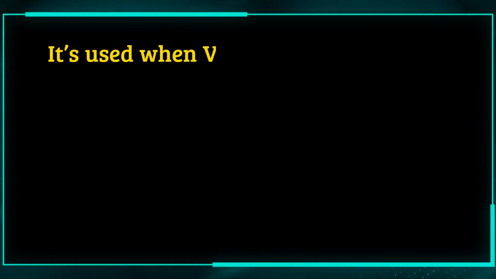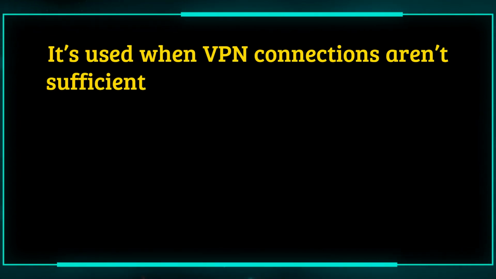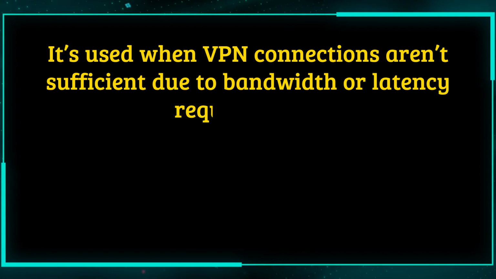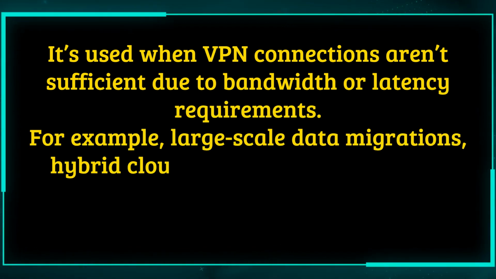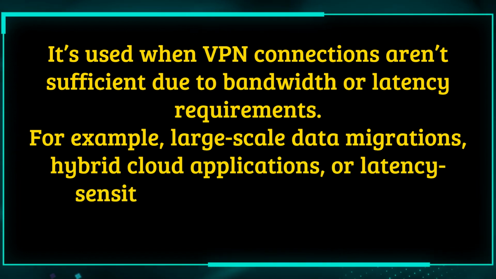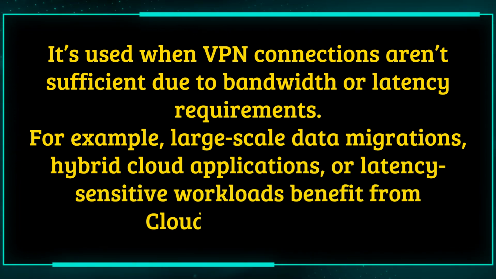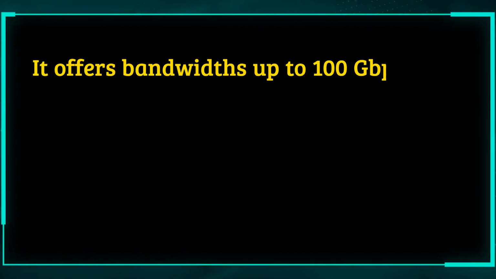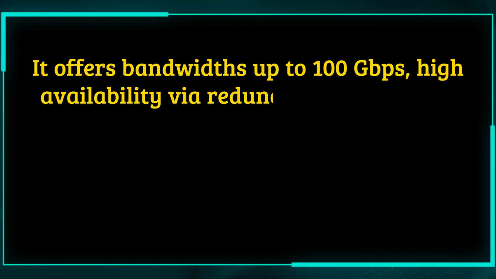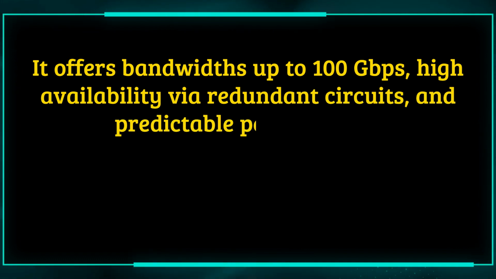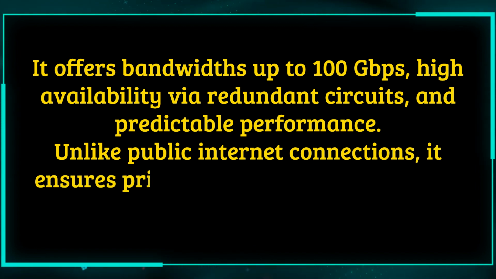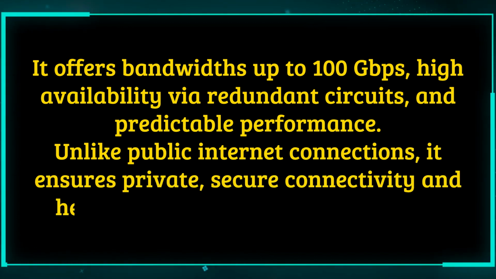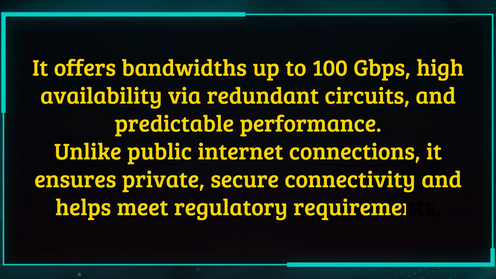It's used when VPN connections aren't sufficient due to bandwidth or latency requirements. For example, large-scale data migrations, hybrid cloud applications, or latency-sensitive workloads benefit from Cloud Interconnect. It offers bandwidths up to 100 gigabits per second, high availability via redundant circuits, and predictable performance. Unlike public internet connections, it ensures private, secure connectivity and helps meet regulatory requirements.